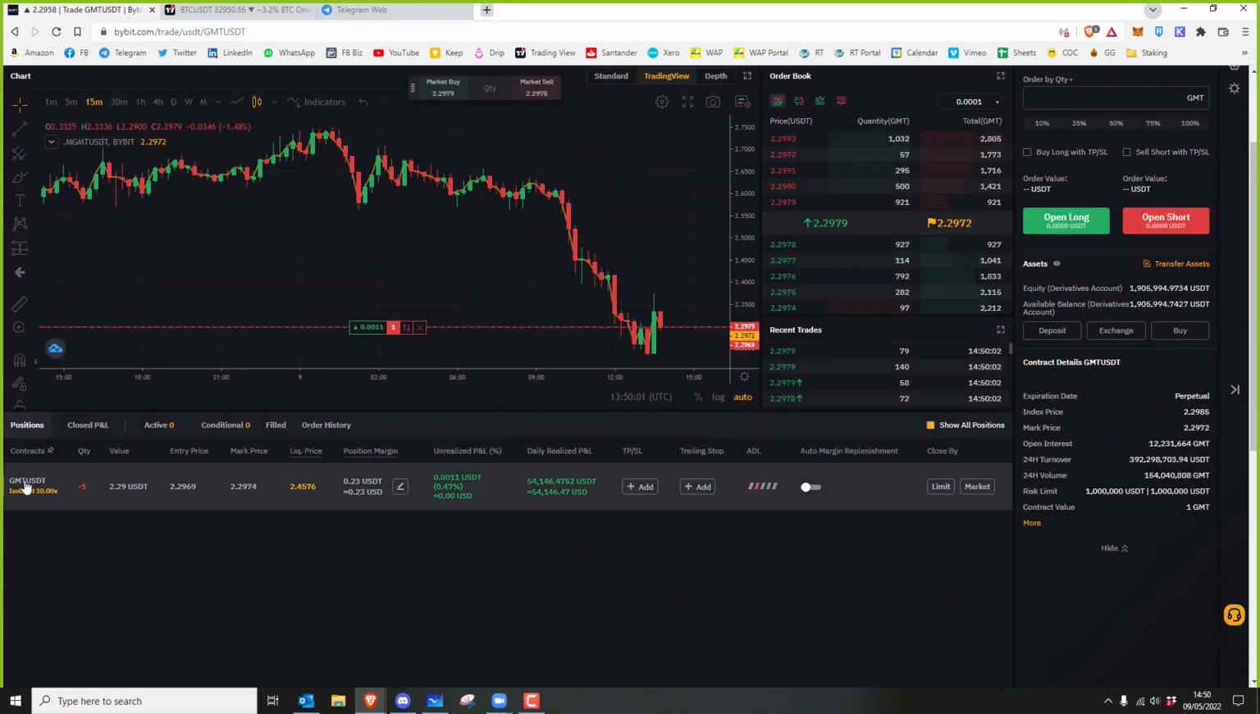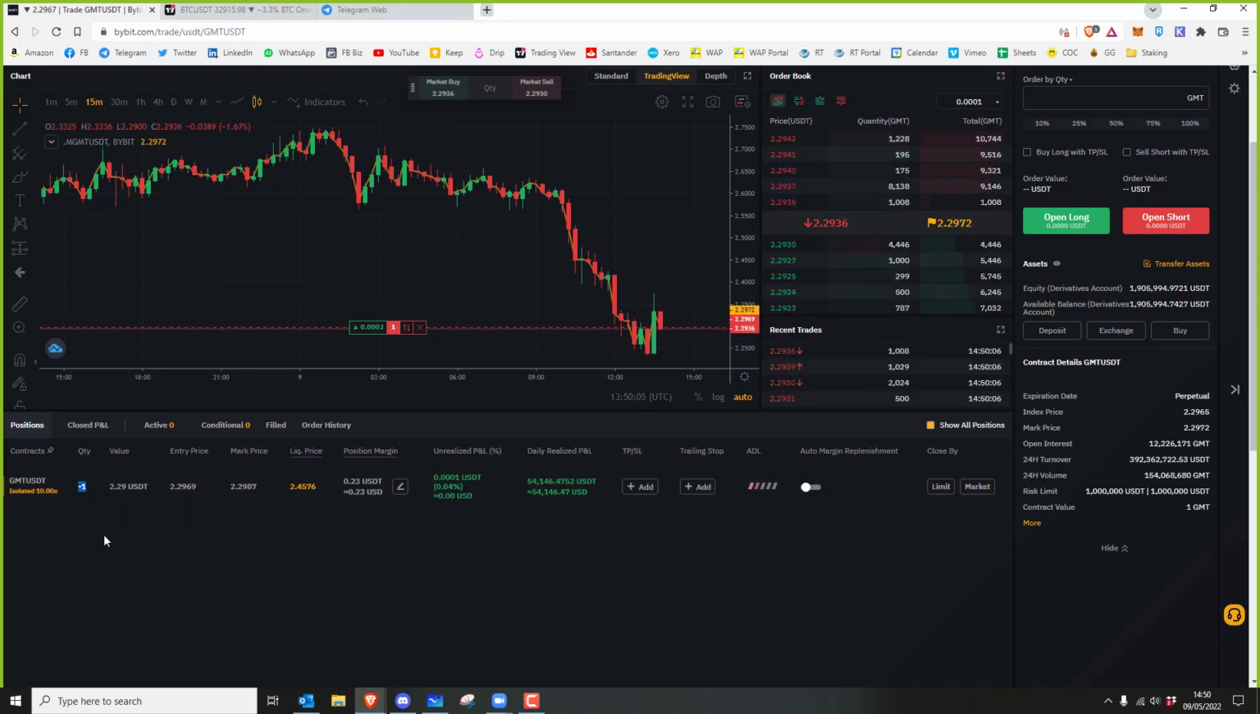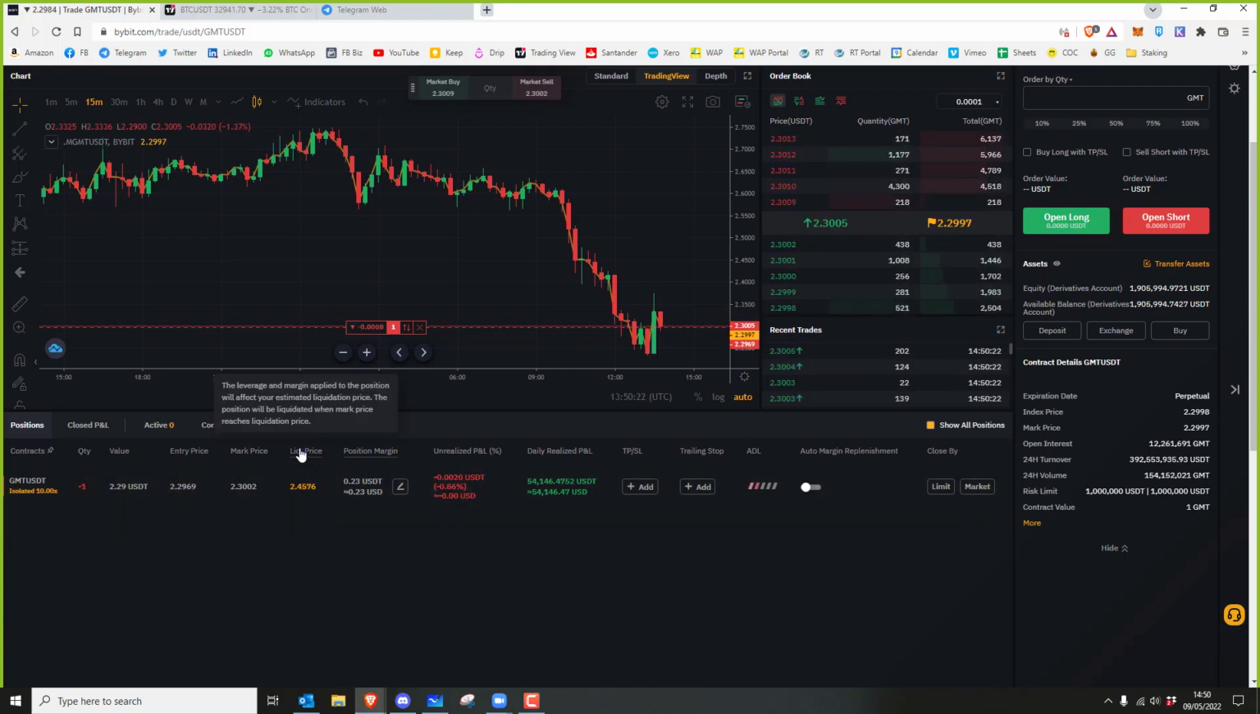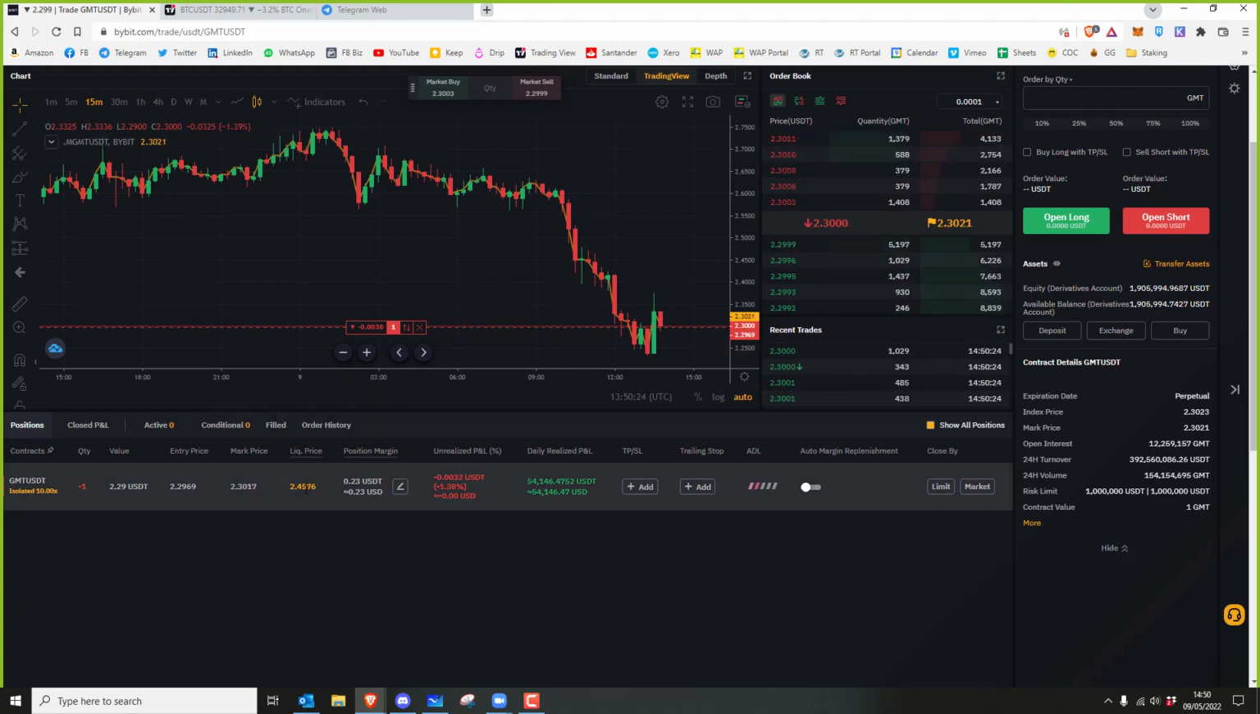In fact, whilst we're here, let's go through what some of these mean. So contracts, that's what we're trading. Quantity, that's how much GMT we're shorting right now. If it's red, it means you're shorting. If it's green, it means you're going long. That's the value of the trade, or the value of each GMT. Entry price, yep. Mark price, yeah. Very similar, it's about 20 cents off. Liquidation price, it's fine. Position margin, we've talked about.